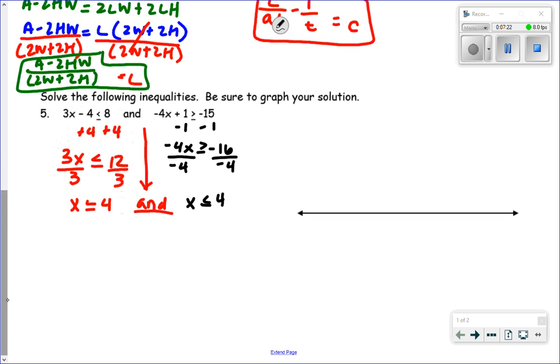So I'm going to go over to my graph, put 4 in the center. I'm going to use a closed dot because it's equal to. And then we're talking about numbers less than, so I'm going to shade to the left. Probably the number one thing that students forget here is that they need to graph their solution. So there's a number line there, you need to put something on it.